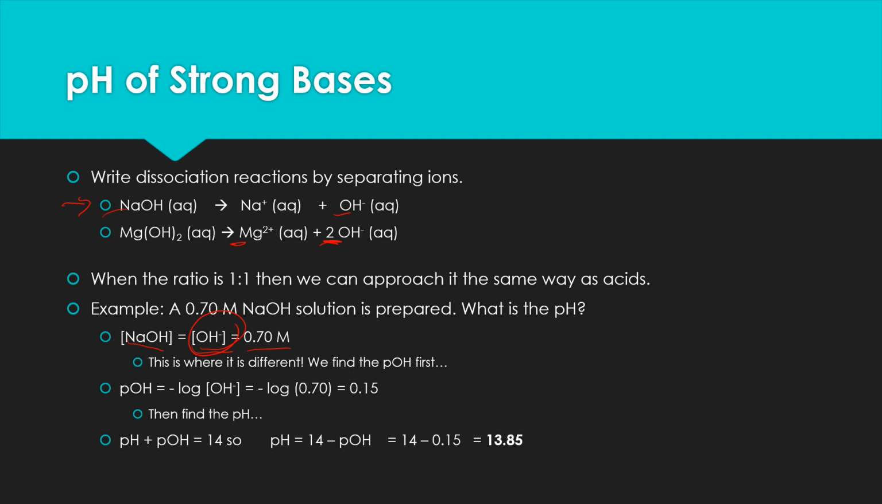So if I do the negative log of the hydroxide, OH, it'd be negative log of 0.7, and we get 0.15. Now, if we still want the pH, because that's our question, we can use this equation to help us. pH and pOH always add up to 14. So 14 minus our 0.15, we get 13.85. All right, so that would be our pH. So we can see this is a very basic solution because we have a high pH. Very basic. Okay, so that's how we can do it if it's a single hydroxide.